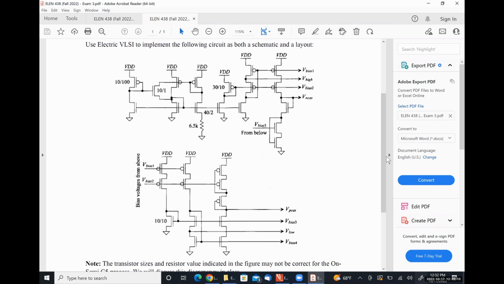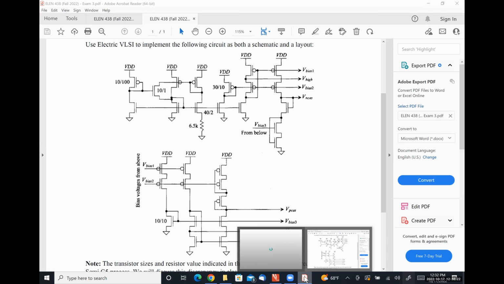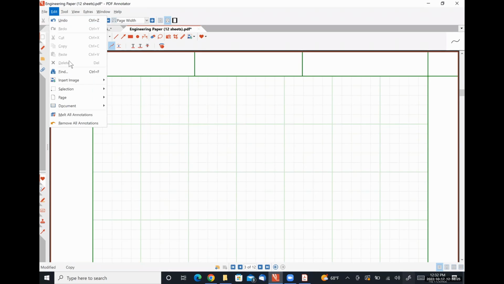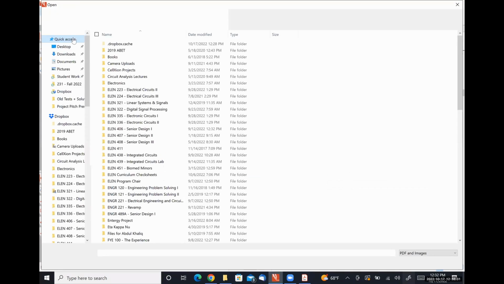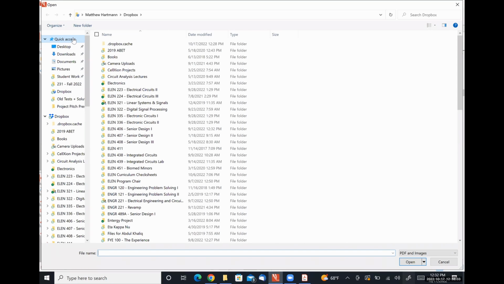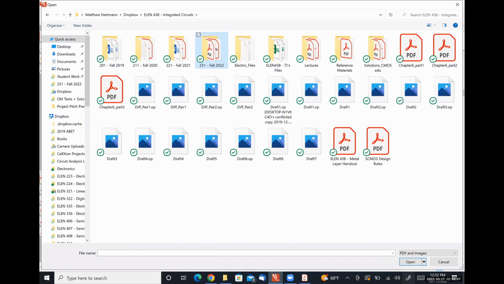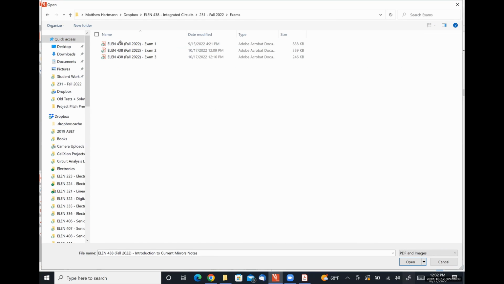So, just in case you think I'm insane, I am, but I'm also not. Oh, and I can't draw on this with this thing. Let me open it up with this. Open. 438, Fall 2022, Exam 3.